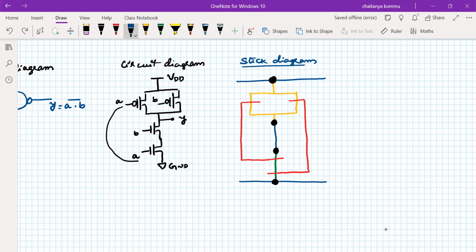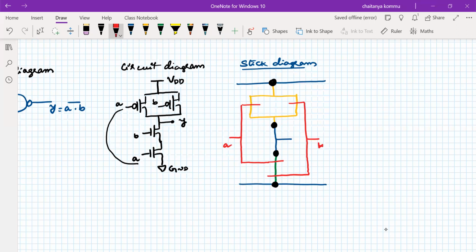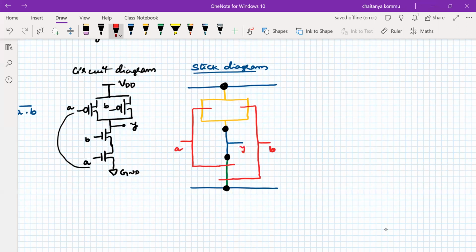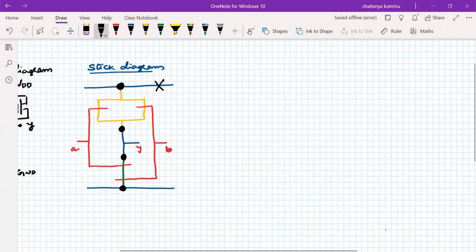I'm extending the output signal something like this. This will be my output Y. These are my inputs, this is A and this is B. And I am going to introduce the substrate connection as well. This kind of information was covered in previous lectures. Now I'm going to draw the layout diagram for this one.